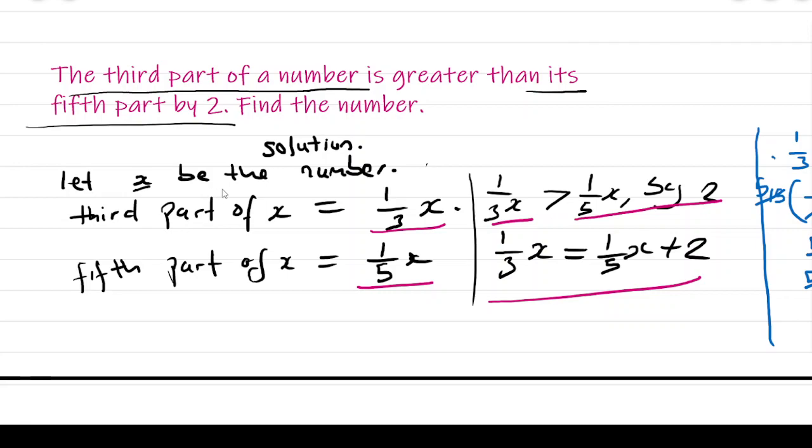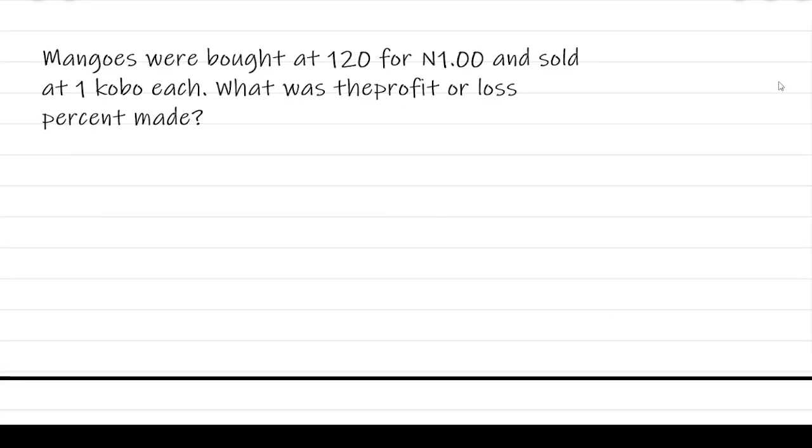Let's look at the next one, see what it has to say. So here we are told that mangoes were bought at 120 for 1 naira and sold at 1 kobo each. What was the profit or loss percent? So here you buy 120 mangoes. So let's see the solution. You buy 120 mangoes for 1 naira only, and then it's sold at 1 kobo each.